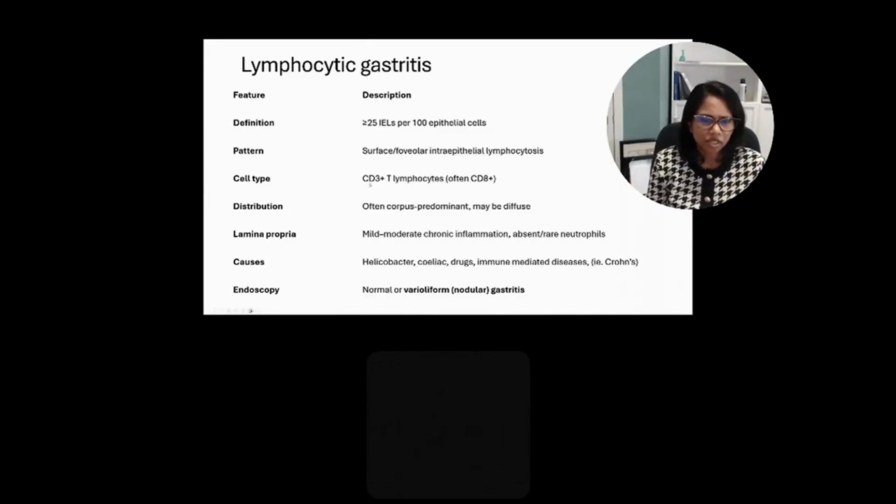It's usually CD3 positive, or could be CD8 positive as well. It's usually in the corpus, however it may be diffuse. It has mild to moderate chronic inflammation, usually the absence of neutrophils, and it has a spectrum of causes. You need to exclude Helicobacter pylori, or HP, gastritis. Often with celiac disease you can see this, and certain medications and immune-mediated diseases such as Crohn's. Endoscopically, this may be normal in appearance, or you may have a varioliform, sort of nodular gastritis pattern.